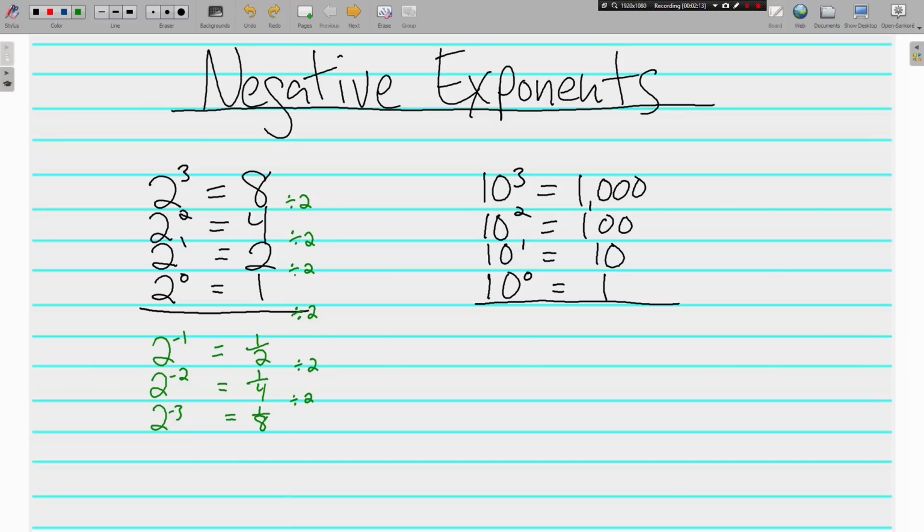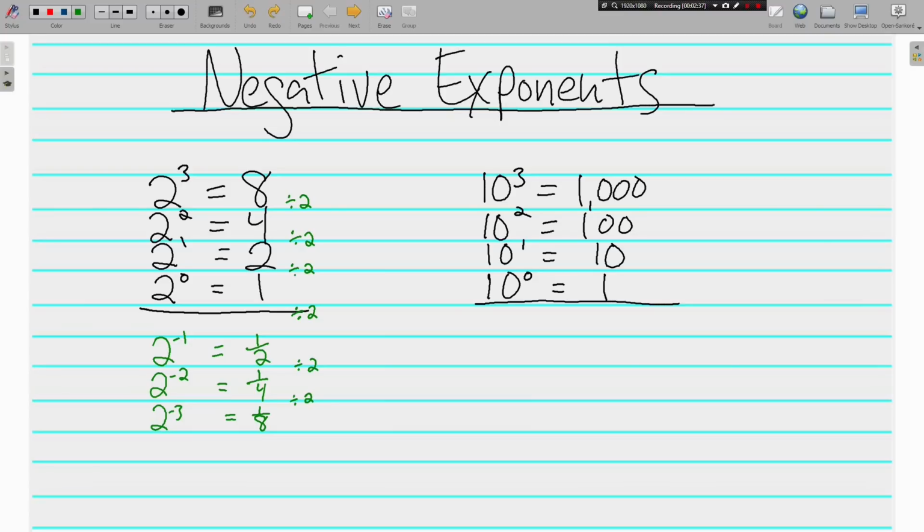Alright? Negative exponents do not mean negative answers. What does it mean here? What do all these green numbers have in common? The 1/2, the 1/4, the 1/8, they're less than 1. They're all still positive, but they're less than 1 when the exponent is negative.